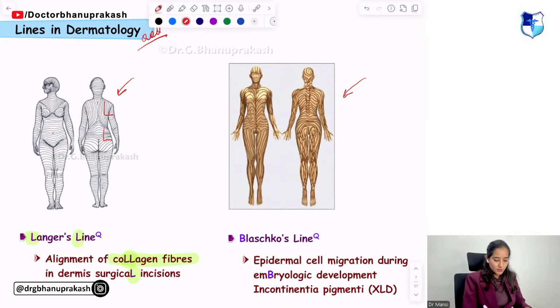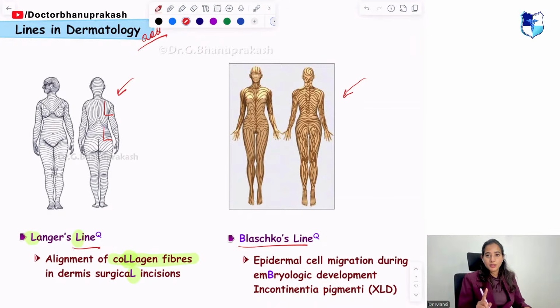Fine. So that is how you can compare it with Blaschko's, because when the image is given, you will be confused only between Langer's and Blaschko's. Whereas Blaschko's has a B in it. So keep checking the keyword. The Blaschko's lines are embryological development corresponding lines. And as you can see, these are more spiraled like this.